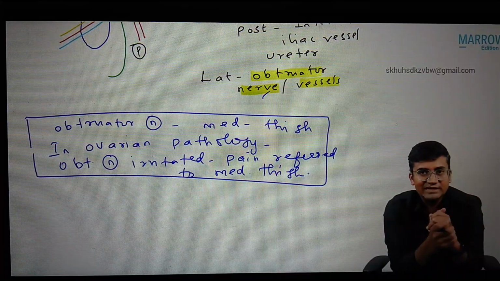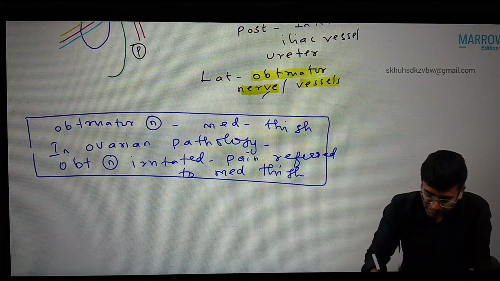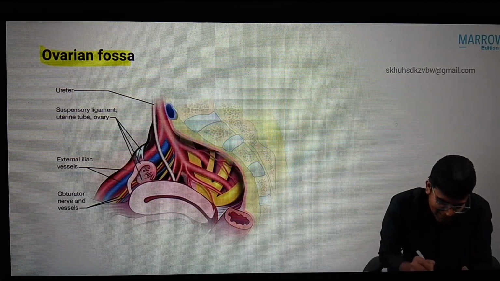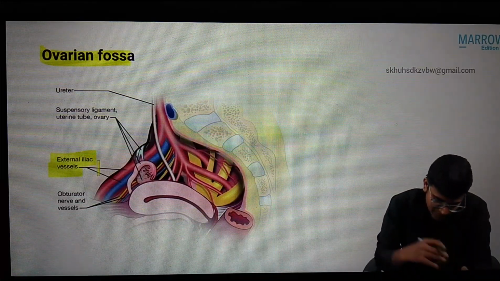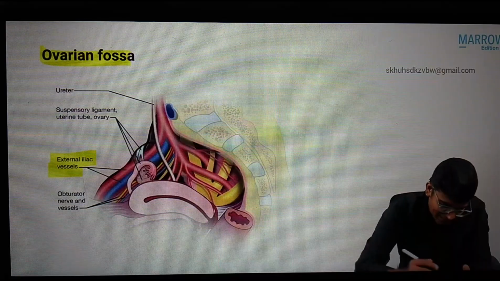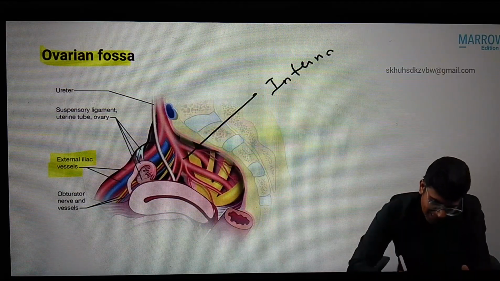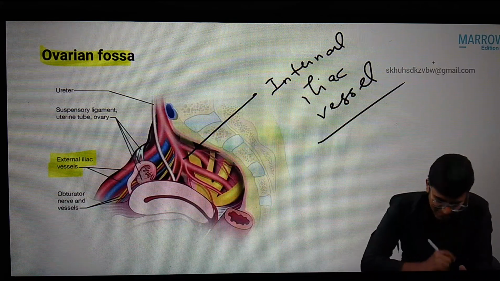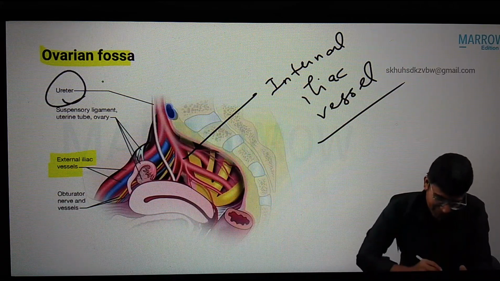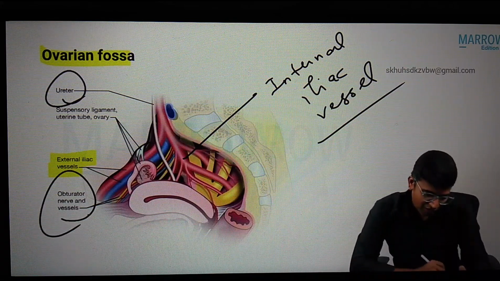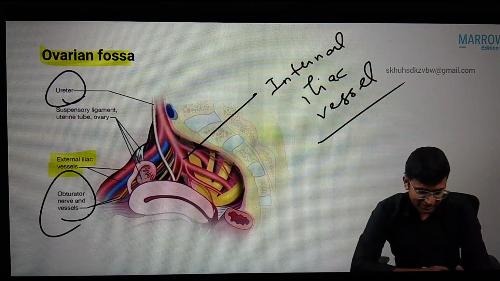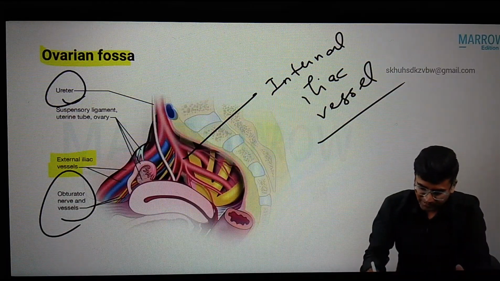Now this is the boundary and the applied anatomy of the ovarian fossa. Now see the actual diagram. This is our front side, external iliac vessel. Back side, this is our internal iliac vessel. And this is our ureter. And in the lateral wall, can you see the obturator nerve and vessels? This is the boundary of the ovarian fossa.